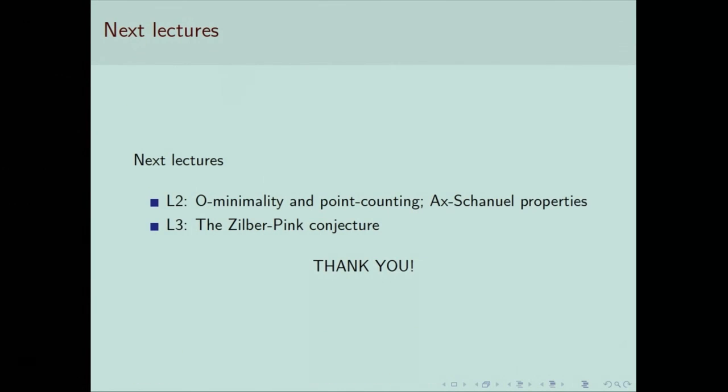Right, so I'm going to finish right on time. In the next lectures I'm going to talk more about what it means to be definable in an o-minimal structure and where that all comes from, and then describe further these functional transcendence properties. And in the third lecture I'll talk about the Zilber-Pink conjecture and the point counting approach to those problems.